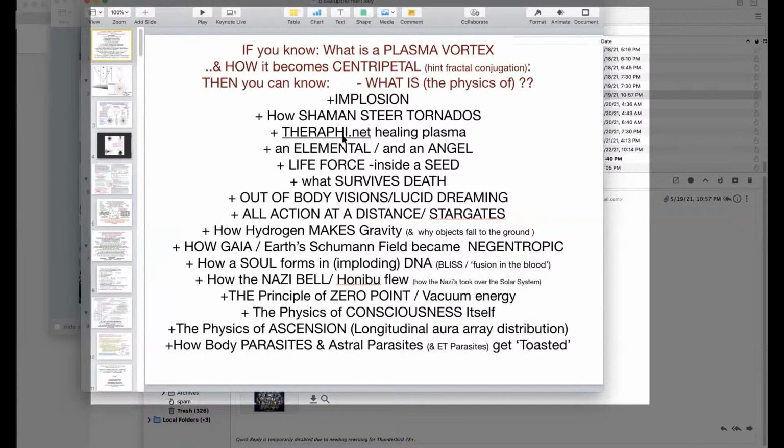So next question, if you knew why a plasma vortex was entropy, you could know the physics of what is life force inside a seed. Very important concept. You know, a seed is alive or dead if it can suck in the first nutrient. Well, you know what that suction is? Plasma implosion. I'll give you an example. One of the best biodynamic agriculture groups in France just purchased a Therify just to charge their seeds.